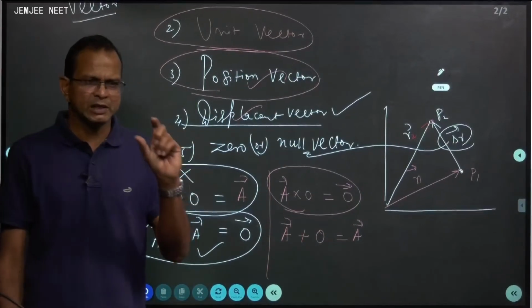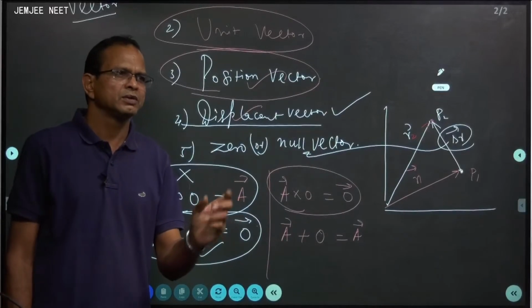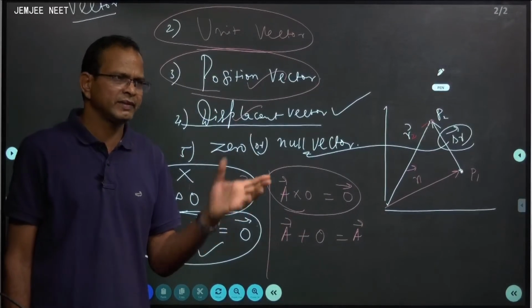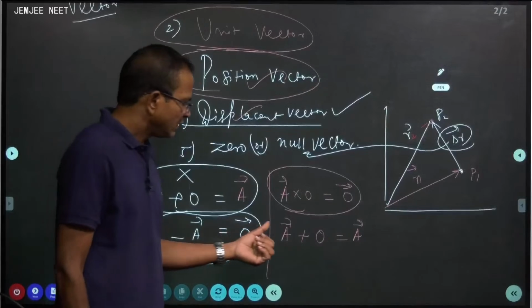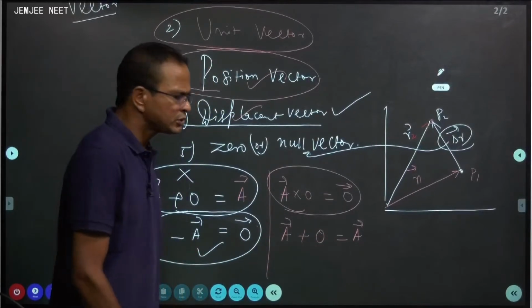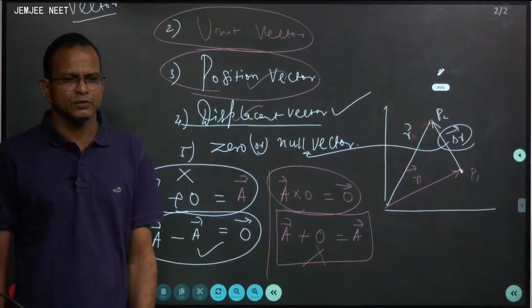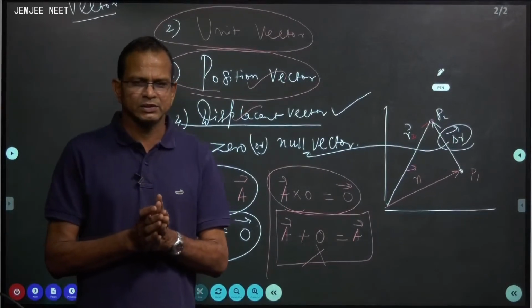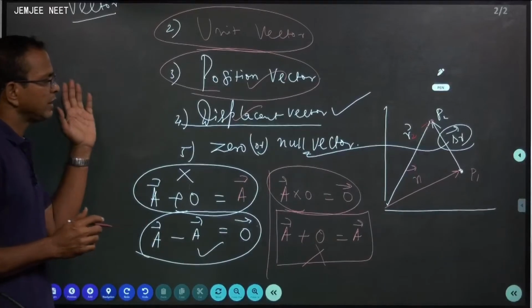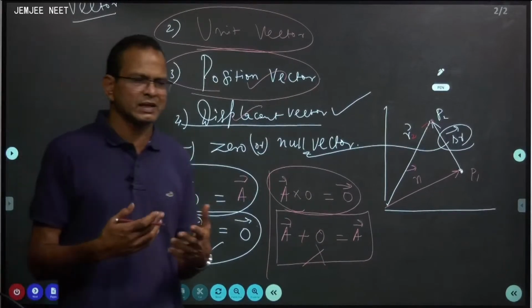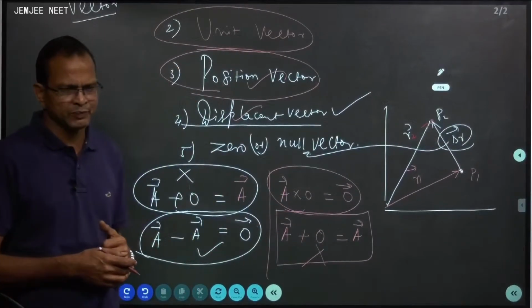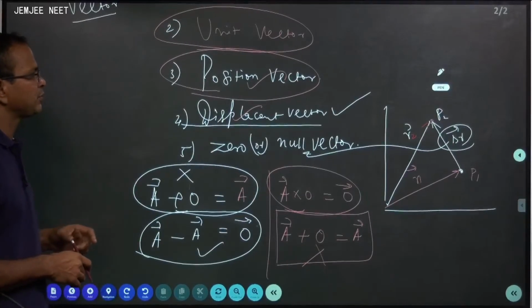Now you are multiplying a vector quantity with 0, so your answer must be a vector quantity. A vector plus 0 is an impossible operation. Therefore, zero vector is very important to handle many situations in physics and mathematics, particularly in vector algebra. You understand the point?